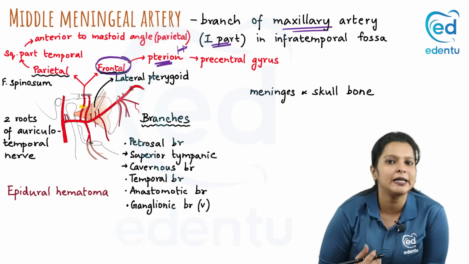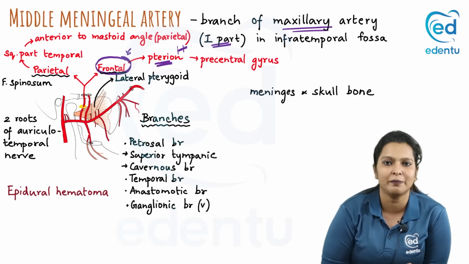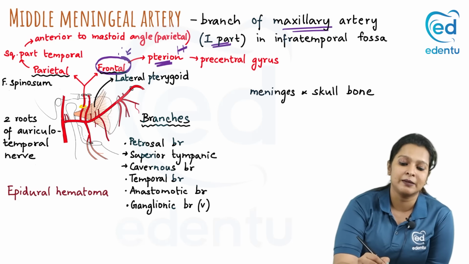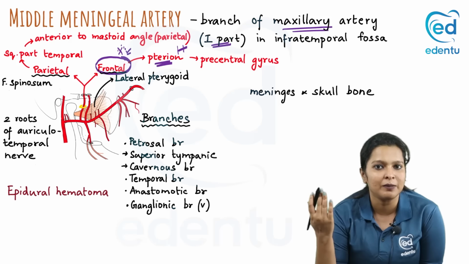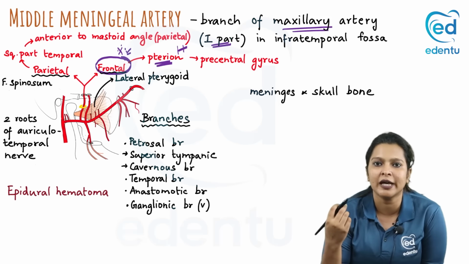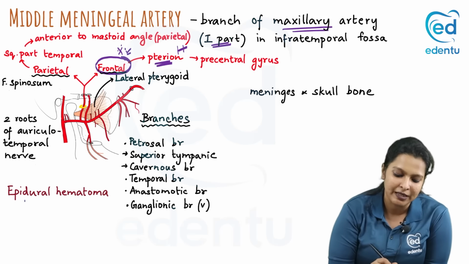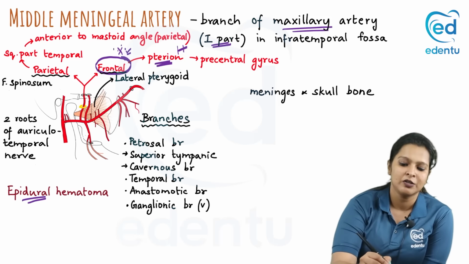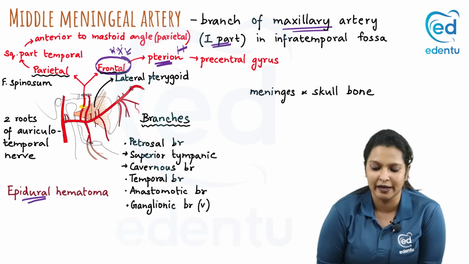Just immediately deep to that, we have the anterior branch or the frontal branch of the middle meningeal artery. This artery is important because any injury to the pterion at that level, any blunt force trauma there, will lead to hemorrhage from this artery. That hemorrhage or hematoma is called an epidural hematoma. So this is the important branch that is related to clinical anatomy.